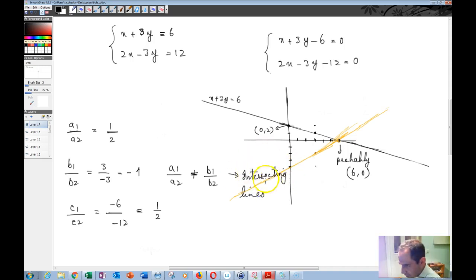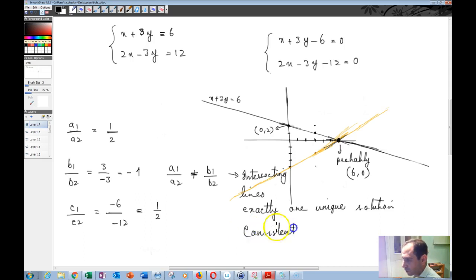And since you have intersecting lines, what that means is that you have exactly one unique solution. Which is essentially this point over here where the two functions basically intersect. Exactly one unique solution, and you have a consistent pair of linear equations.